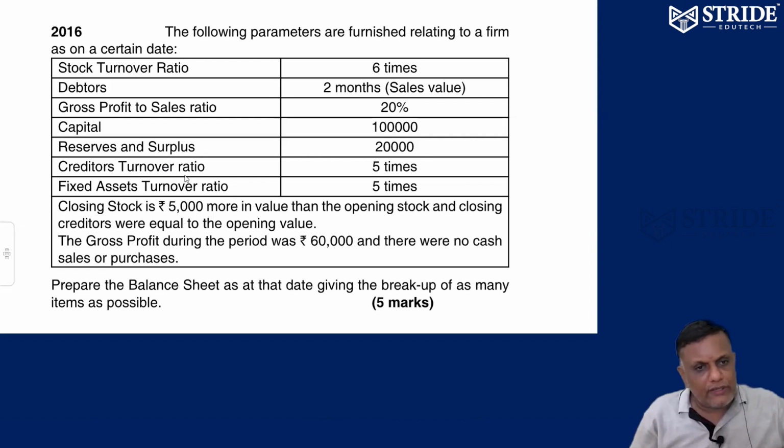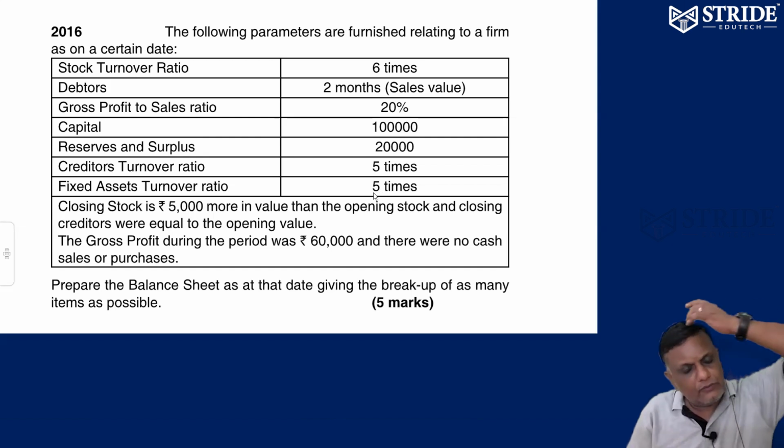Fixed asset turnover ratio, that is sales by fixed asset. Creditor turnover ratio is also given, that is equal to credit purchase by average accounts payables. Fixed asset turnover ratio, that is nothing but sales by fixed asset, 5 times. That is a better ratio. Sales by fixed asset 5 times.